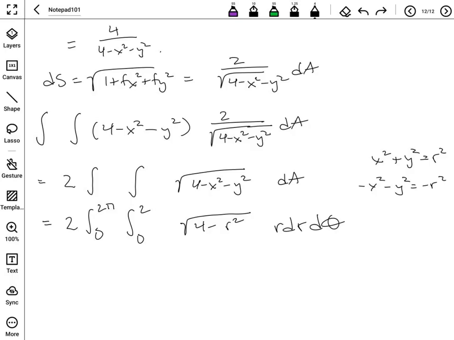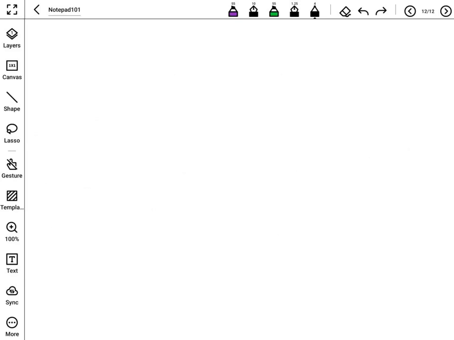But to finish out this problem, you need u sub. You do u is 4 minus r squared. Then du is minus 2r dr. Or I can replace r dr with du over minus 2. So this becomes square root u du over minus 2.